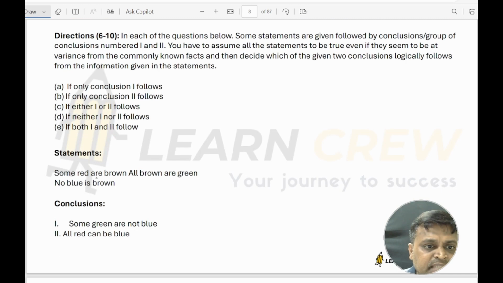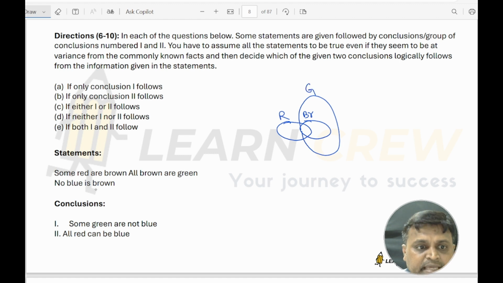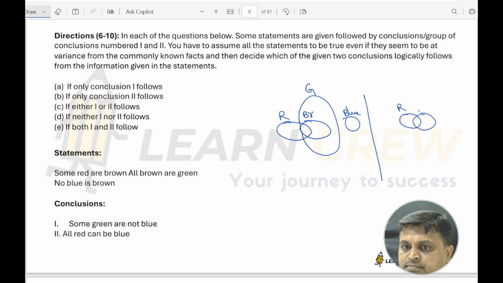Next. Some red or brown. All brown or green. No blue is brown. If you see here, some red or brown, and all brown or green.